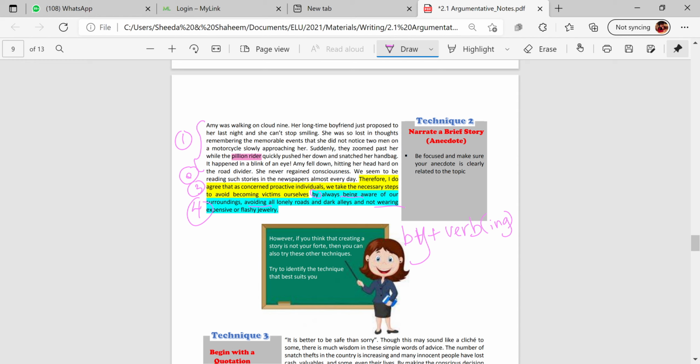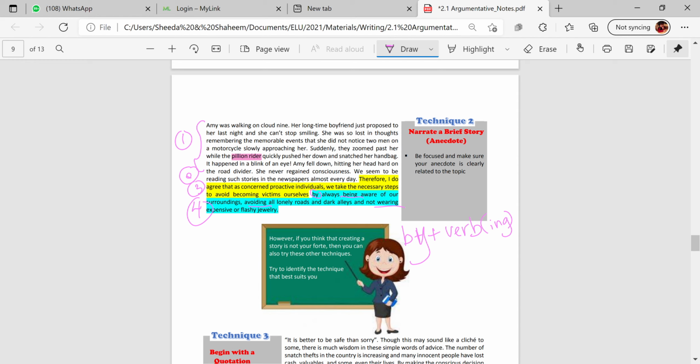number one. Now, number two here would be, even though you're not using the preposition "by," just to inform you that the verbs that you use in your thesis statement must be in the same tense. I repeat, it must be in the same tense. However, if you think that creating a story is not your forte, what does forte mean? Forte is your kelebihan. Forte is your strength.